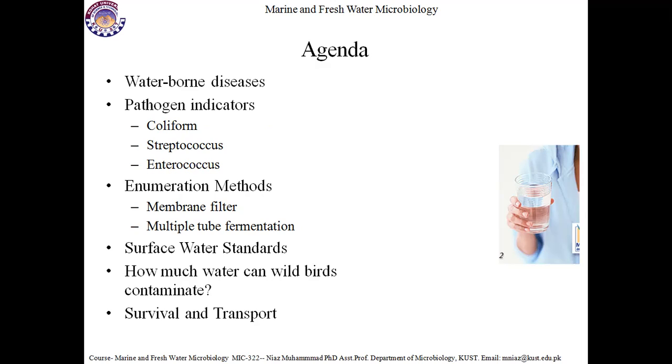We will talk about which type of standard has been developed for this, how much microbial load is acceptable, and beyond that is not acceptable. How much can wild birds contaminate water? Only human beings are not responsible, there is a huge population of birds on this globe. They are also contaminating the water bodies, and how can we estimate that microbial contamination load in water? And at last we will state how microbes survive in the environment and how they get access to the water bodies.